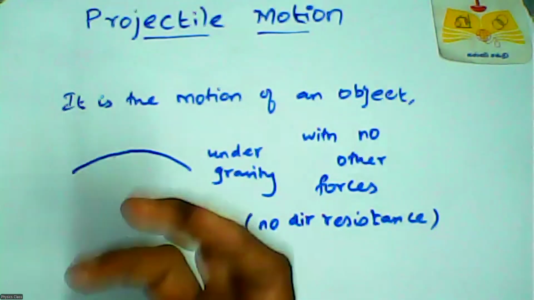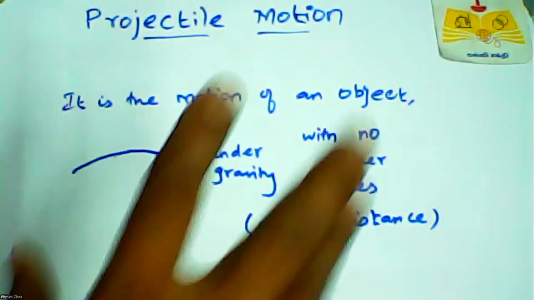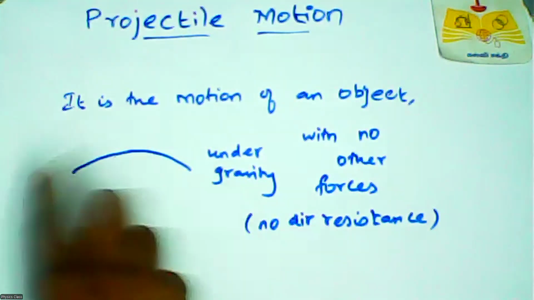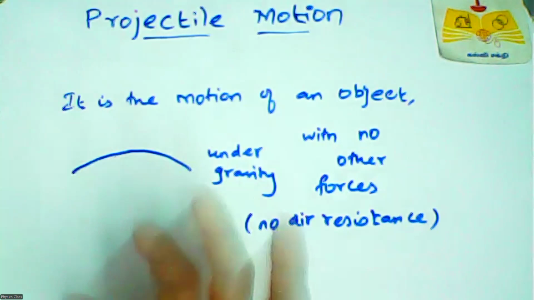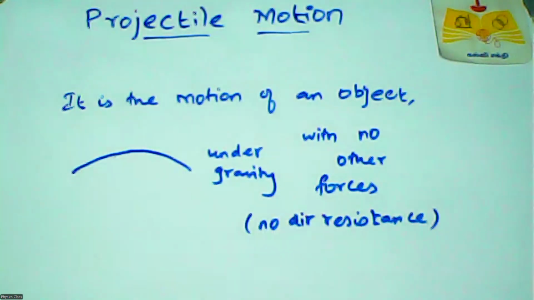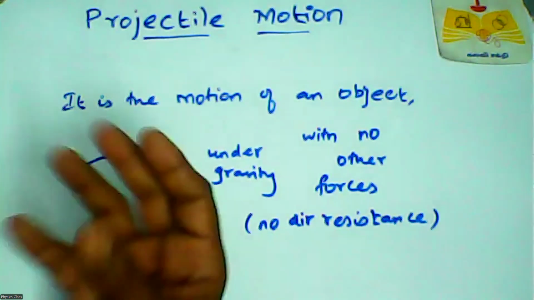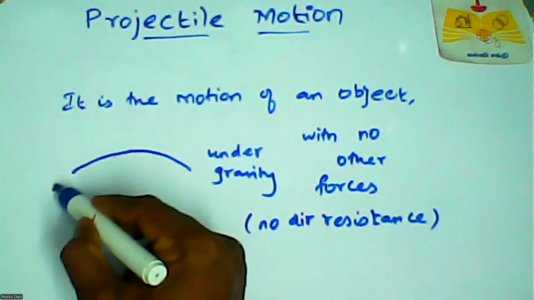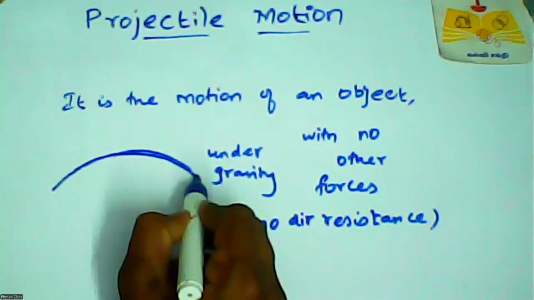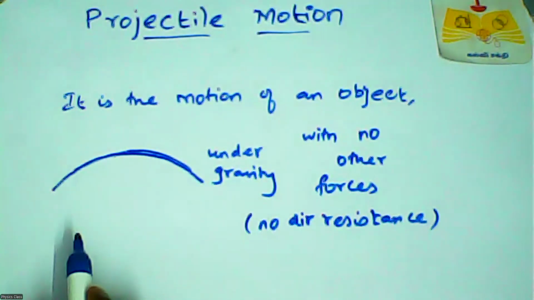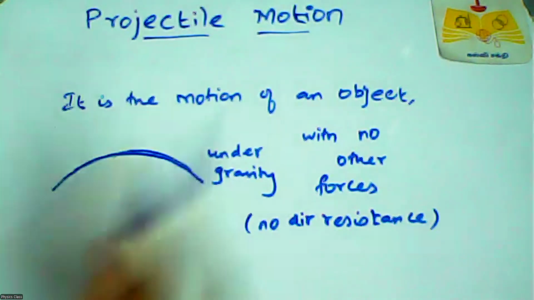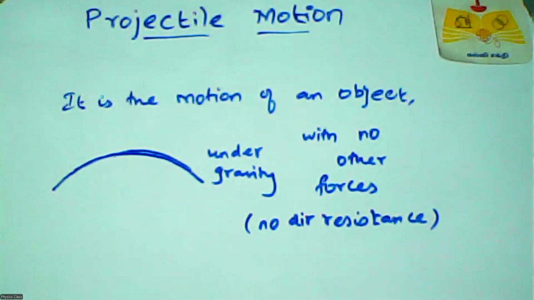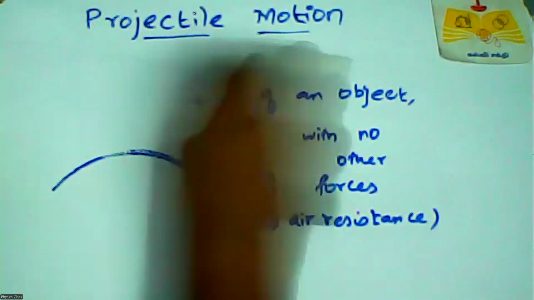So what is the meaning of projectile motion? It is the motion of an object like a ball thrown or launched under gravity, with only gravity acting on it. There is no air resistance for now. You can think of a stone thrown in the air. It goes like that. But it has two parts to its motion.